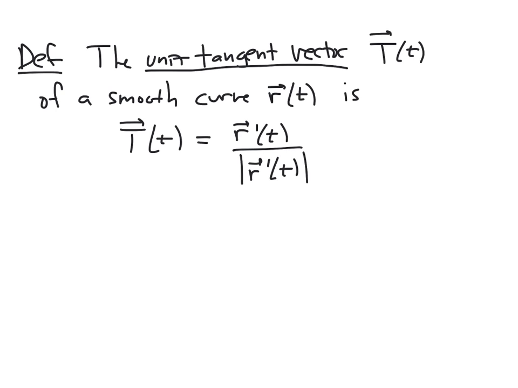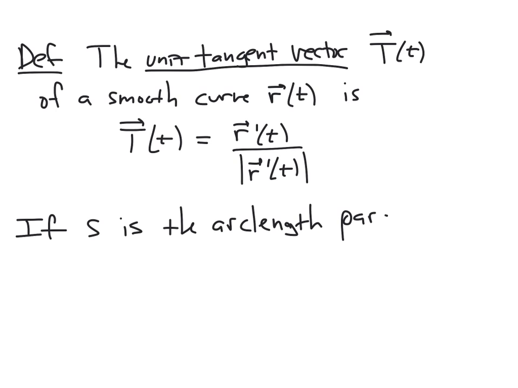In this definition, I had some smooth curve r of t, and t was just the given parameter. We know that there is an arc length parameter, s. But we don't actually have to compute it in order to do what we're about to do. We just need to know that it exists. So if we let s be the arc length parameter for our function r, then we get the following.